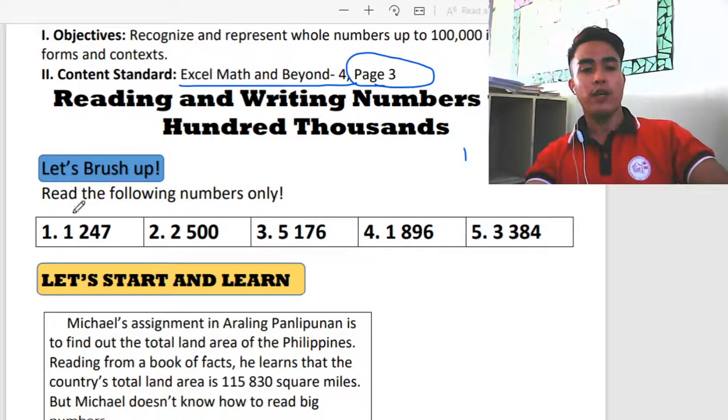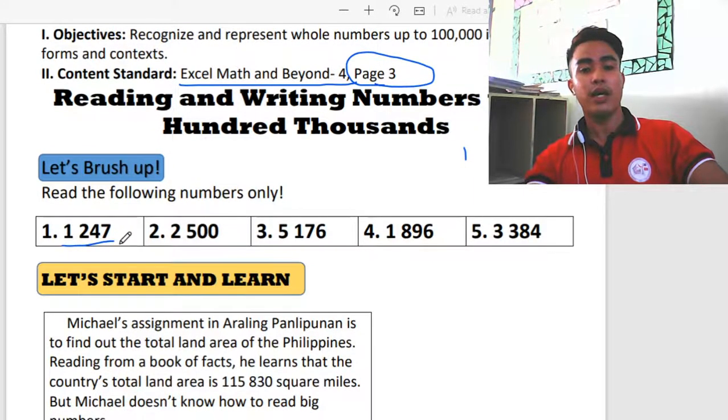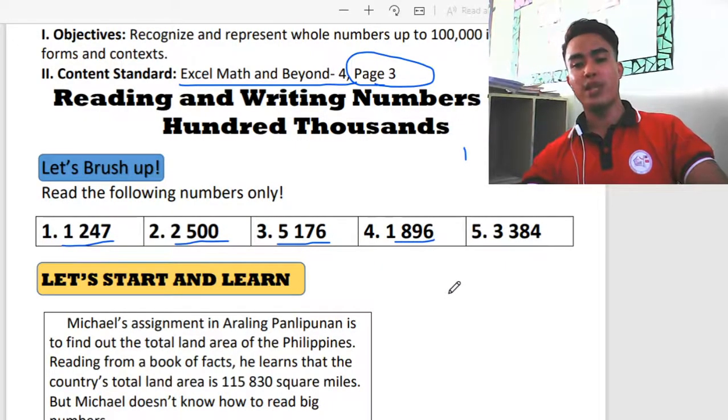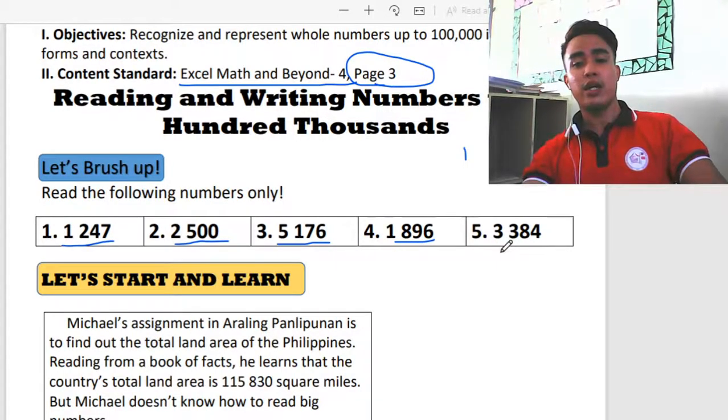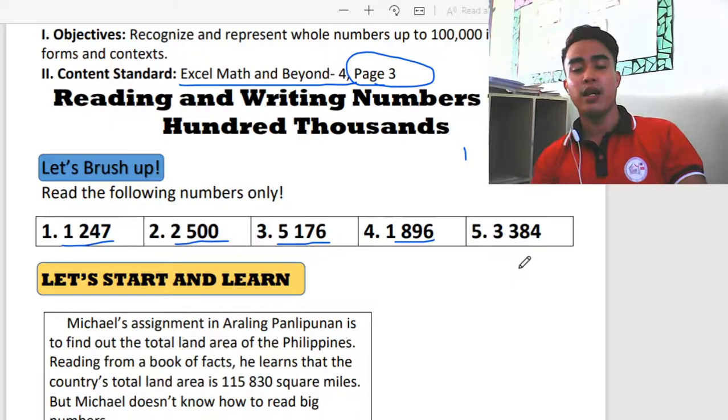If you are given this number, how do you read this one? Yes, that's correct. It's 1,247. Next, number 2. Okay, that's exactly correct. It's 2,500. Next, can be read as 5,176. Next, number 4, 1,896. Next, number 5. Yes, that's exactly correct. It's 3,384.